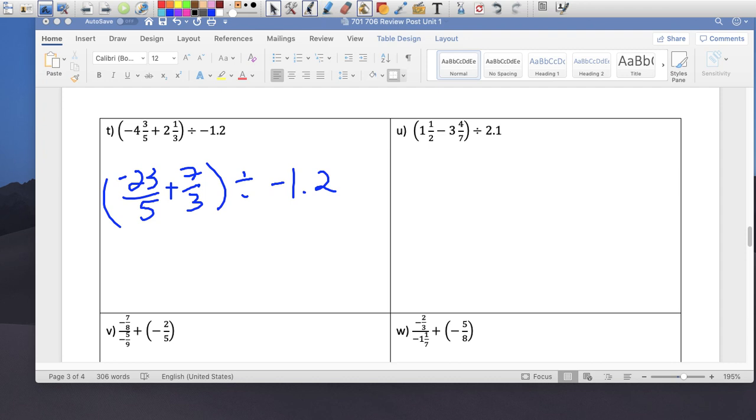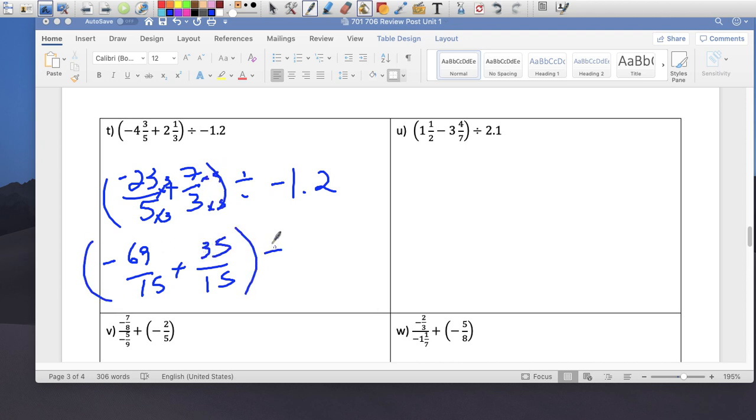So I'm going to now add those two, find a common denominator. It's going to be times 3, which is going to be 69, times 5 is going to be 35, divided by negative 1.2. I'm just going to change negative 1.2 to a fraction. That's going to be negative 12 over 10. So over here inside, the negatives are going to win, right? So it's 69 minus 35. It's going to be 34.